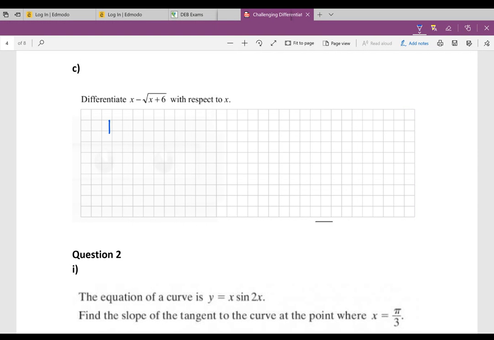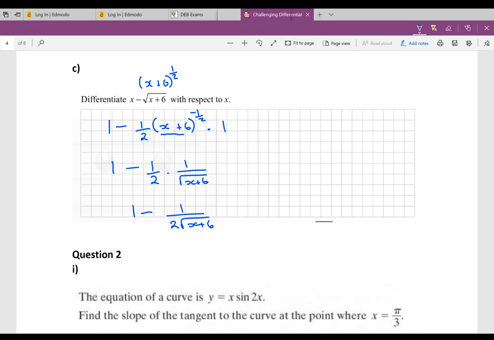So x differentiates to 1, remembering that this was (x + 6) to the power of a half. Minus, the half comes in front. The chain rule says I keep the base exactly as it is, drop the power by 1, and I multiply by the derivative of the base, which in this case actually just becomes 1. 1 minus a half times 1 over the square root of x plus 6. 1 minus 1 over 2 root x plus 6. And that's as far as you needed to go with that one.